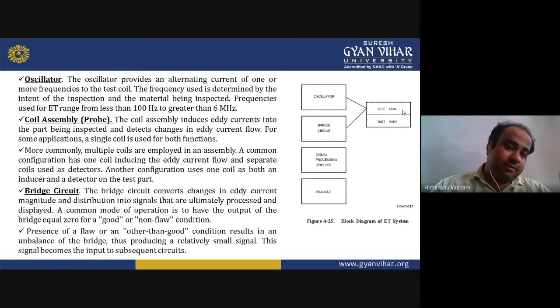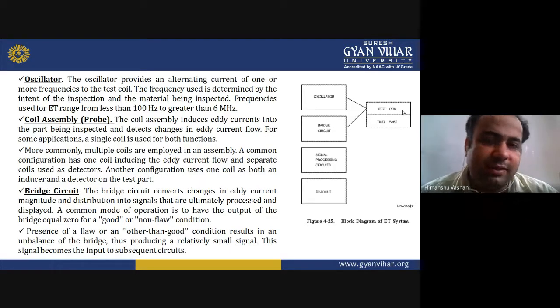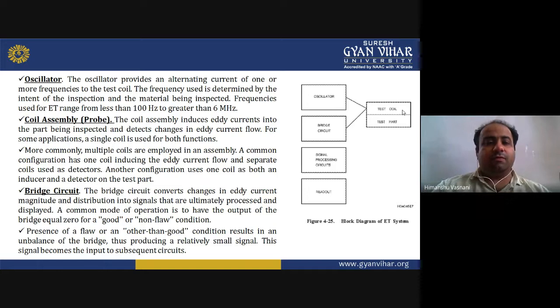Now, the oscillator. These are some components. The oscillator provides an alternating current of one or more frequencies to a test coil. The frequency is determined by the intent of the inspection and the material being inspected. The frequencies used for ET range from less than 100 Hz to greater than 6 MHz.